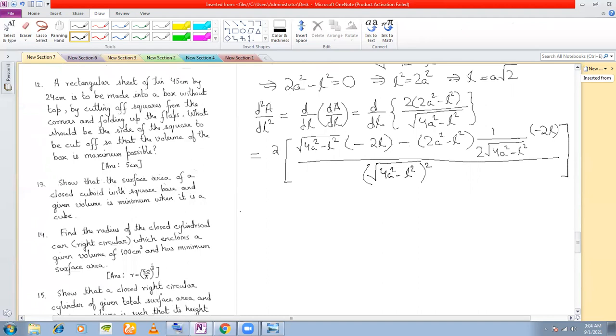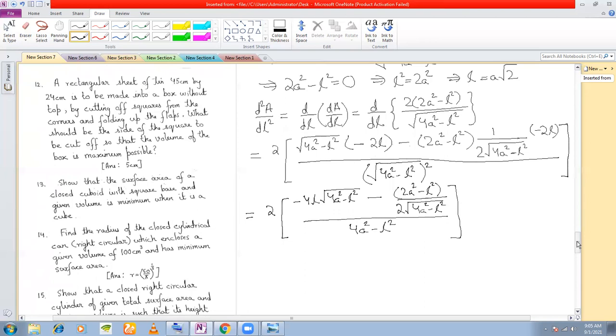Okay, so now if you simplify this, you will get minus 4l root 4a square minus l square minus (2a square minus l square) divided by 2 root 4a square minus l square, full divided by 4a square minus l square.